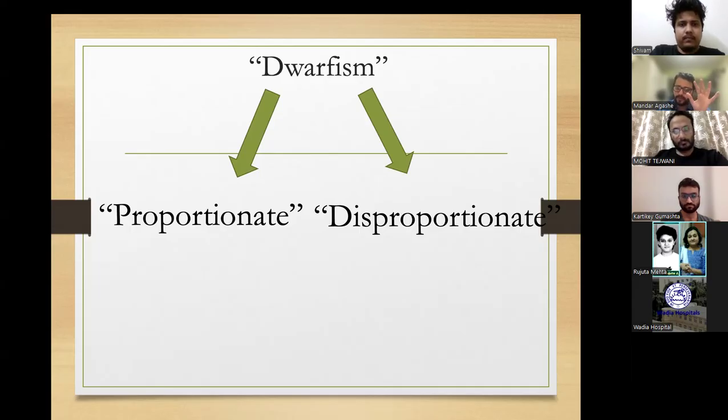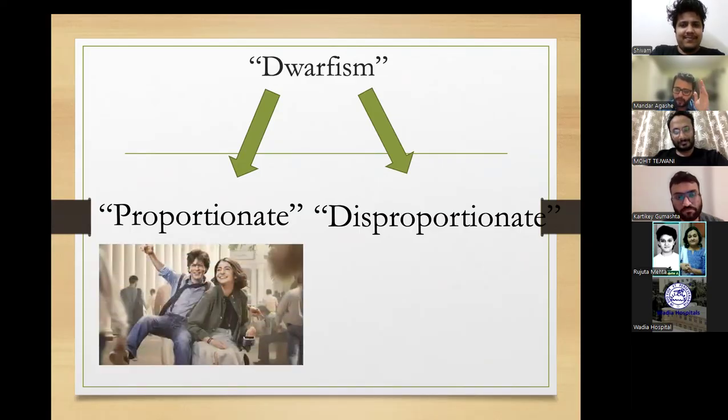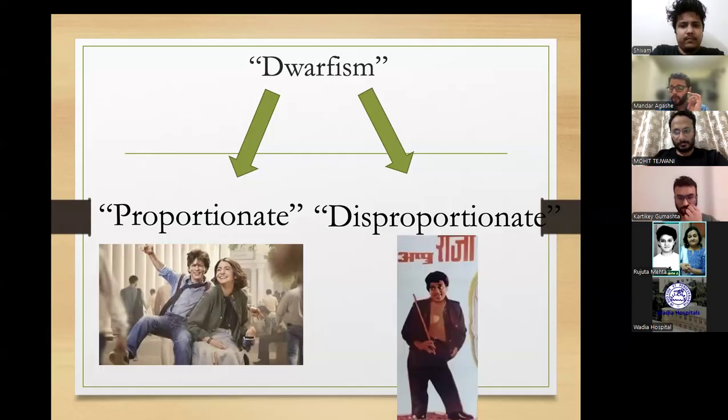Just to explain, there was a movie made by Shah Rukh Khan, which probably not many people saw, by the name of Zero. He was a 4 feet 11 person, so he is basically a proportionate short stature. And for disproportionate short stature, there was a movie when we were kids known as Appu Raja. Kamal Hassan played this role, and you can see that his trunk is much longer than the limbs. These disproportionate dwarfisms are basically the skeletal dysplasias, and they are of two types.